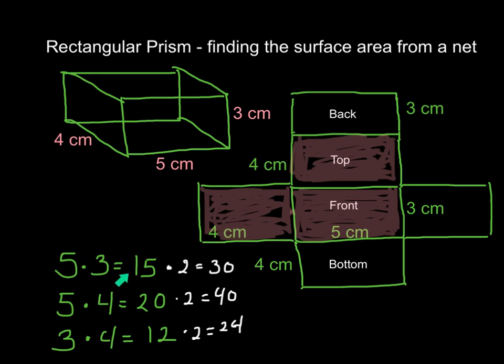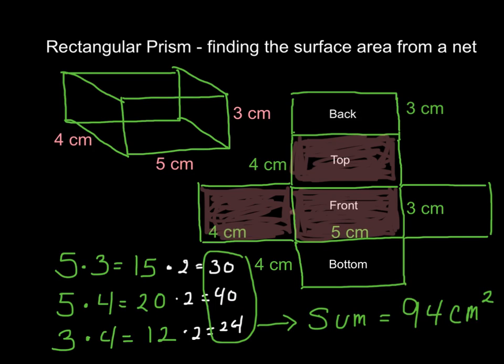So the 5 by 3, the 15 square centimeter side, there's 2 of them, which equals 30. There's 2 of these at 20, which equals 40, and there's 2 of these at 12, which equals 24. We're now going to add that up, which is what the sum means. So we add up all the sides that we have, and we're going to end up with 94 square centimeters. Because it's area, you've got to keep it in squares. Don't go to cubes yet. Cubic is going to be volume.